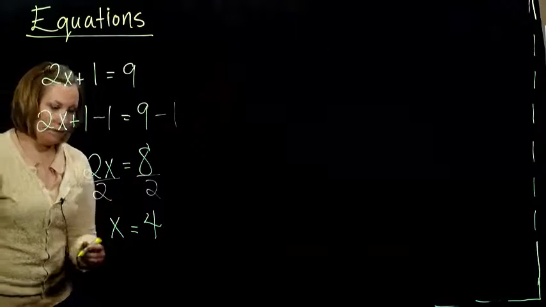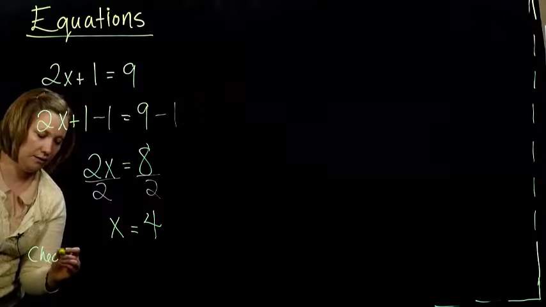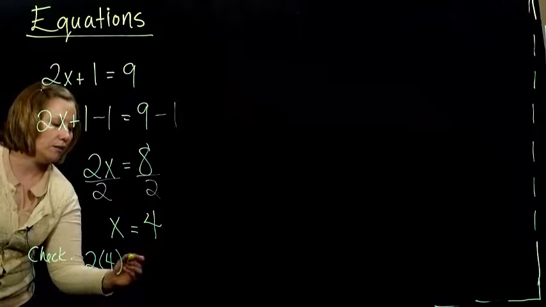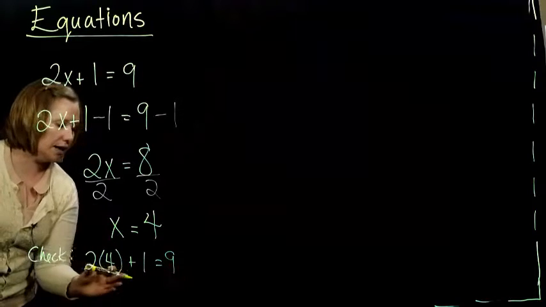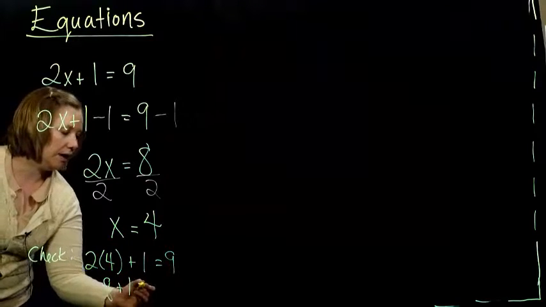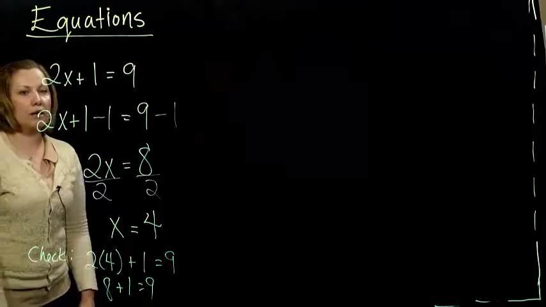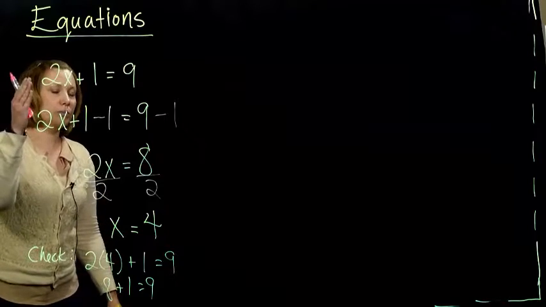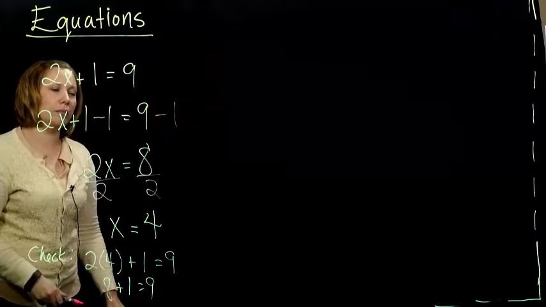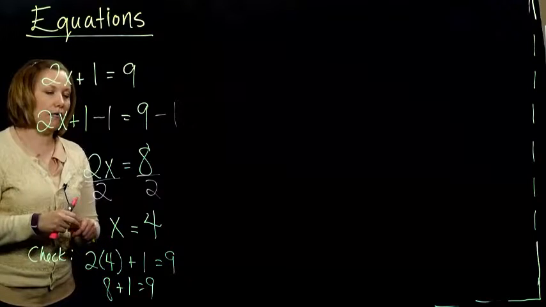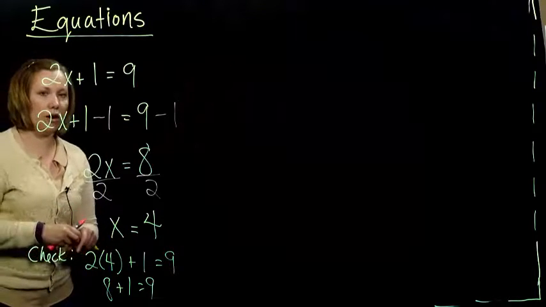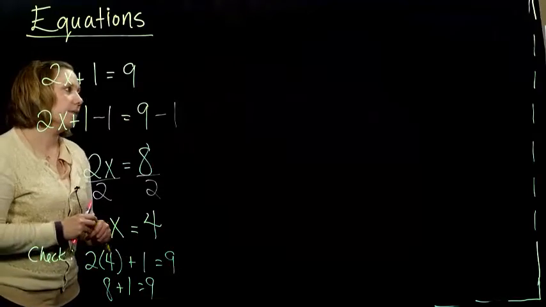And you could definitely check it. You do 2 times 4 plus 1, which should give me 9. 2 times 4 is 8. And if it's true, 8 plus 1, in fact, gives me 9. So there you go. We use both the addition and multiplication property for equations to solve our 2x plus 1 equals 9.